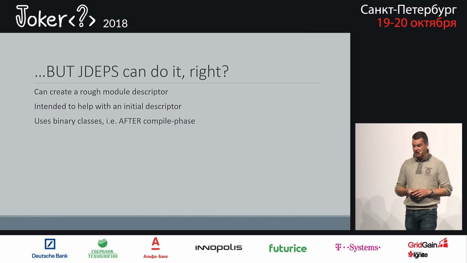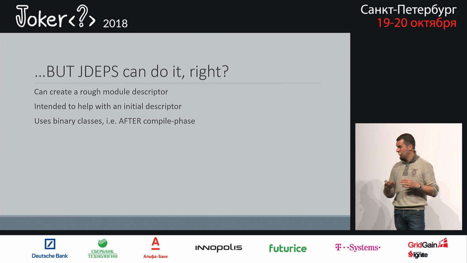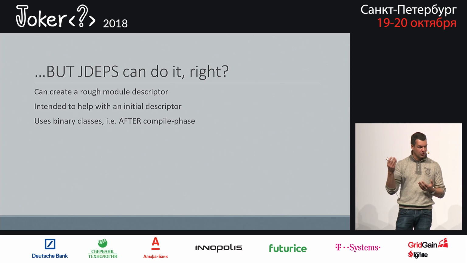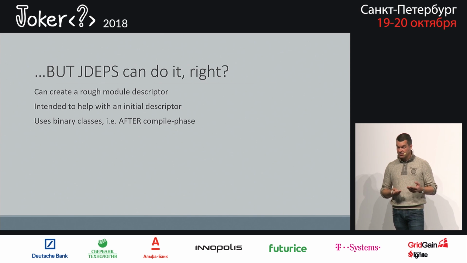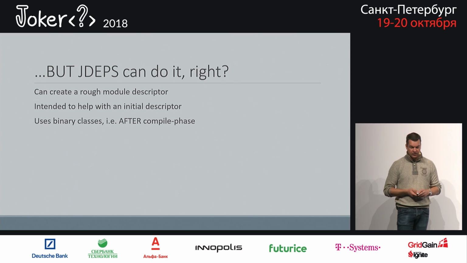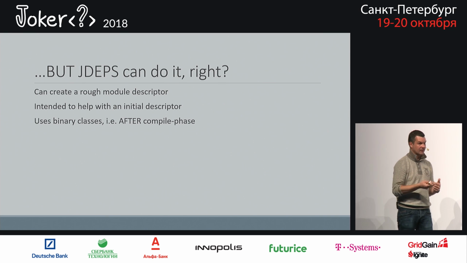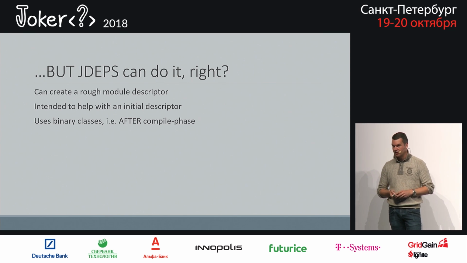Yes, it can, but it creates a rough model, and it is intended to help you write your own descriptor. So it's generating probably a little bit too much, and after that it is your decision to remove some parts of this generated module descriptor. And it is also based on the binary classes. It is not based on the sources, which means that if you want to use JDeps to create a module descriptor, you need to first compile the code, then create this module descriptor, compile it again, including this module descriptor. Way too complicated.